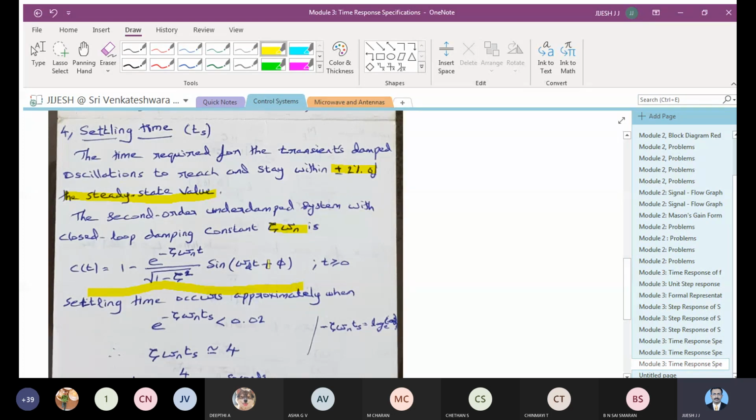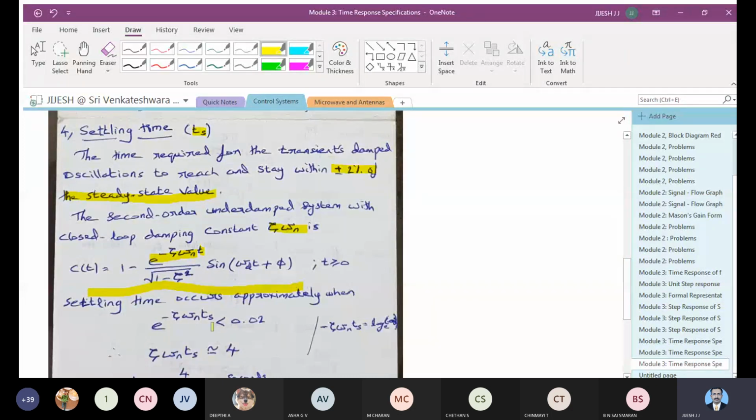So settling time occurs approximately when e to the power of minus zeta omega n t, or here instead of t we are going to use ts, should be less than 0.02, because we are going with the percentage that it will be within 2% of the final value. So it can be plus 2% or minus 2%. So settling time occurs approximately when e to the power of this term should be less than 0.02.